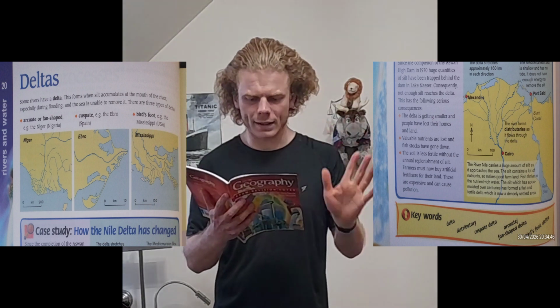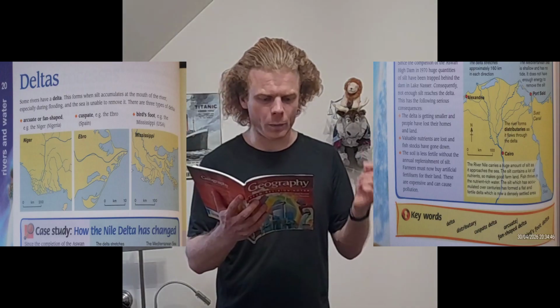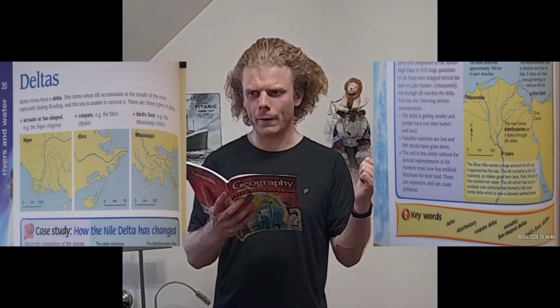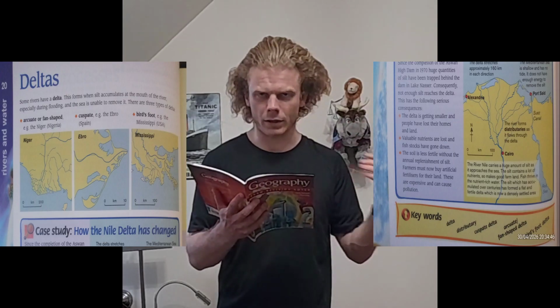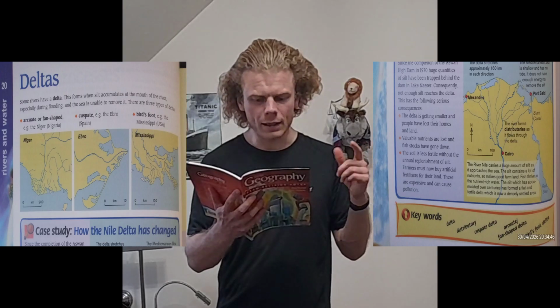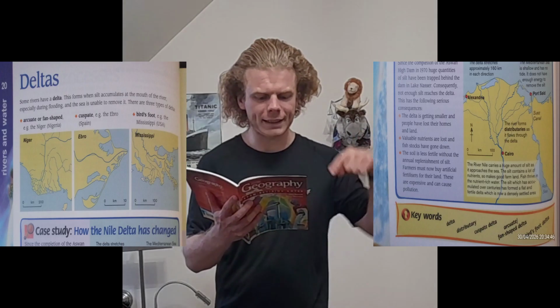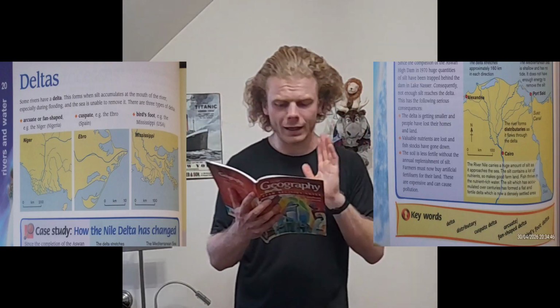Silt, I don't know what silt is, but it is some type of material. It accumulates at the mouth of the river, especially during flooding. Flooding of the river, or the storm bringing in the tide or something. And the sea is unable to remove it. Okay, I think it is the river itself creating it there. That makes sense. There are three types of deltas. Okay, I understand it that way.